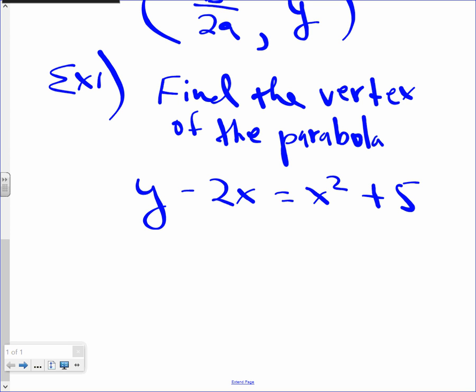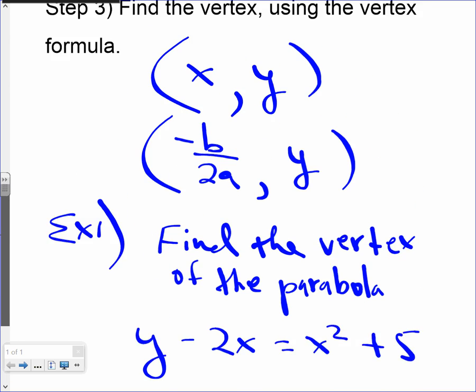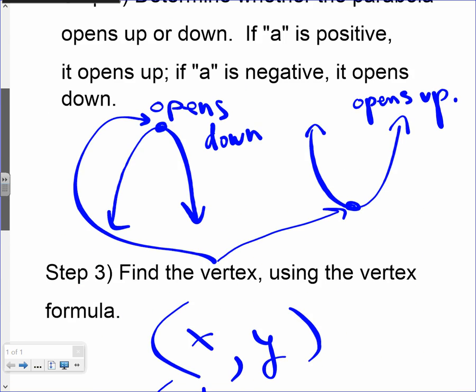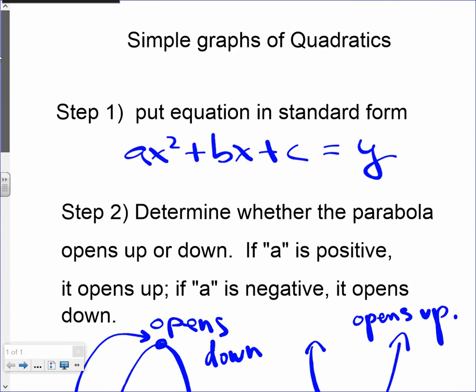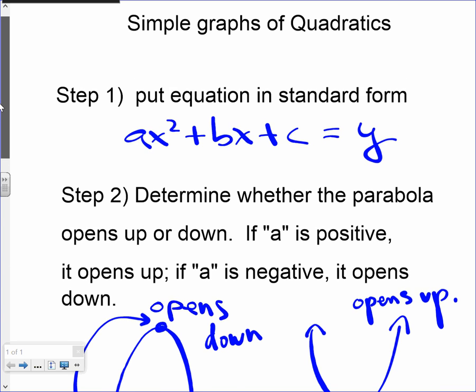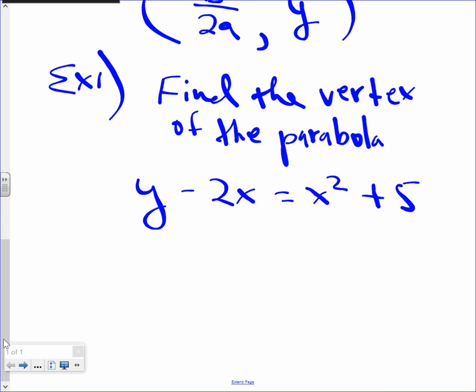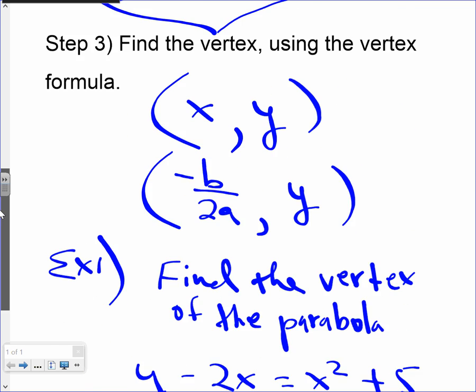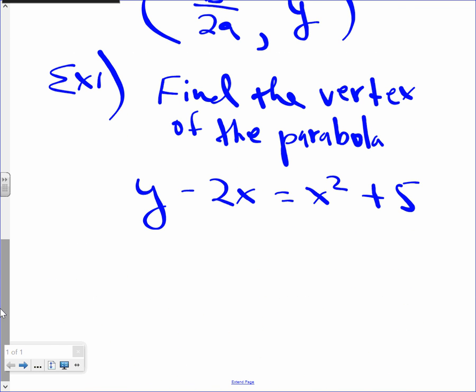Yes, we'll do it together. So step 1. Put the equation in standard form. Standard form means y is by itself on one side, and then you have the trinomial expression on the other side. It doesn't matter if the y is on the right or left, as long as y is by itself and you can identify your ax squared, bx, and c. So what can we do to this equation to make it look like standard form? Any ideas?